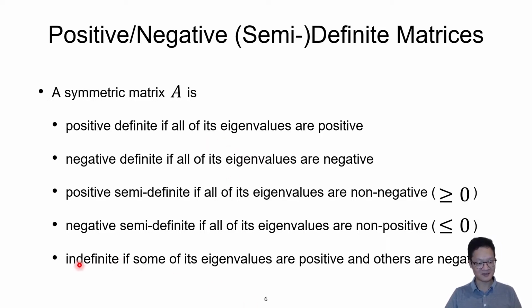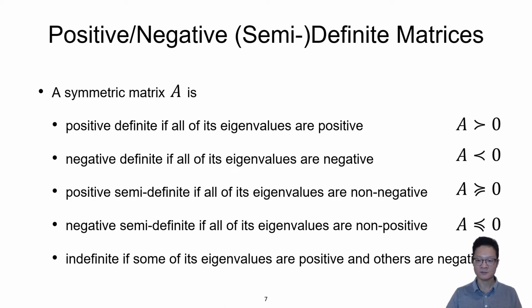Okay, and in matrices, we could actually have indefinite matrices. That was not true for scalars, right? But for matrices, if some of the eigenvalues are positive, some negative, then the matrix would be indefinite. And then the symbols we use basically look like greater than or less than, except that they're kind of curly. And then we have the ones with equality as well.